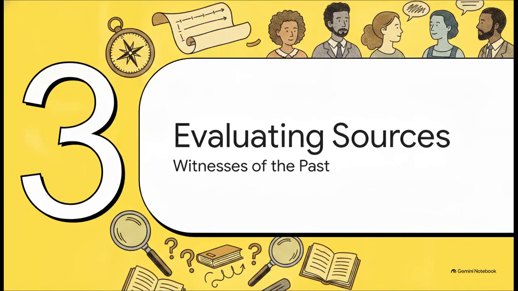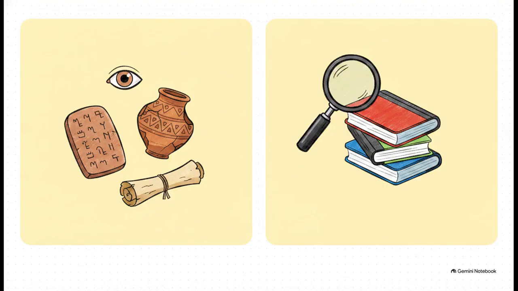Next up, Section 3, evaluating sources. These are essentially the witness statements of the past. This is a massive part of your toolkit. You absolutely have to know the difference between someone who is actually in the room, a primary source, and someone who is just reporting on it or analyzing it way later, which is a secondary source.